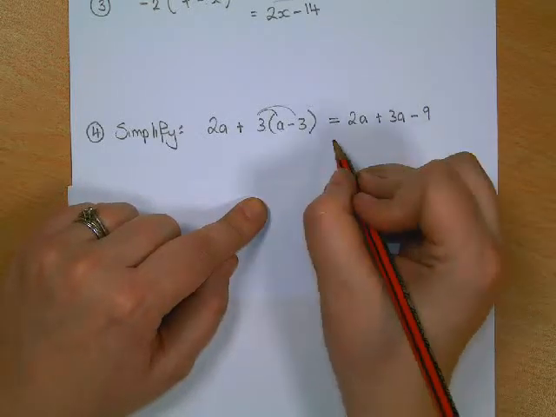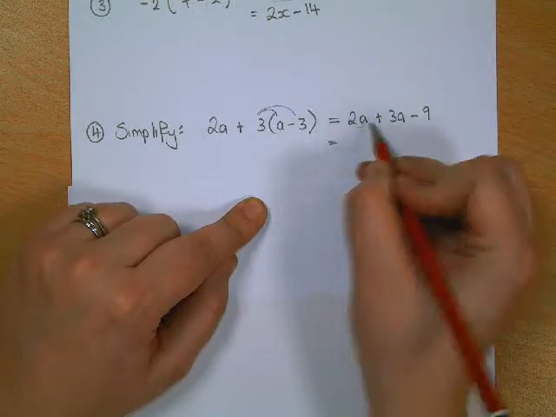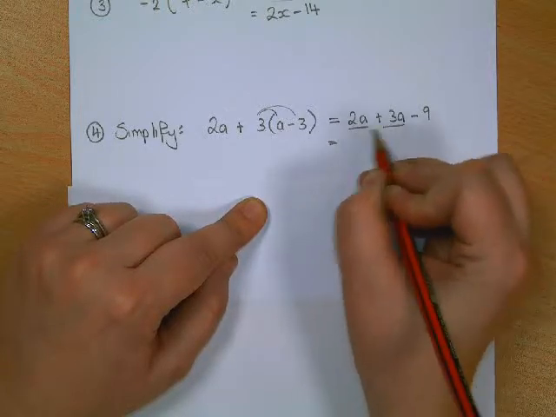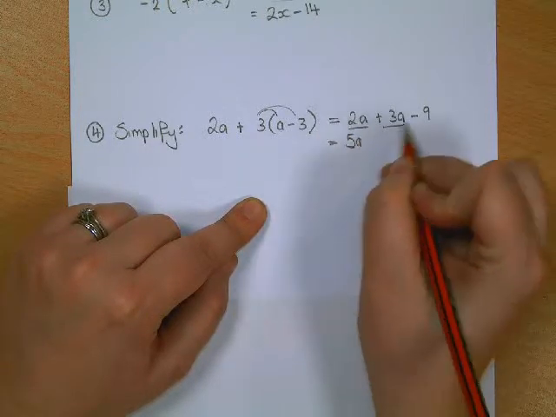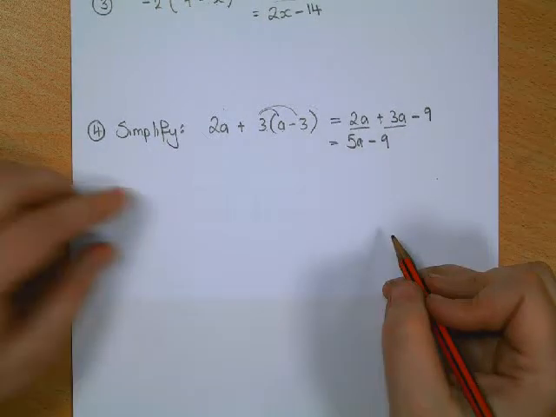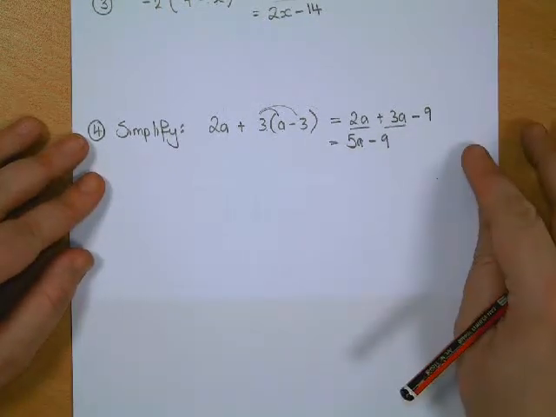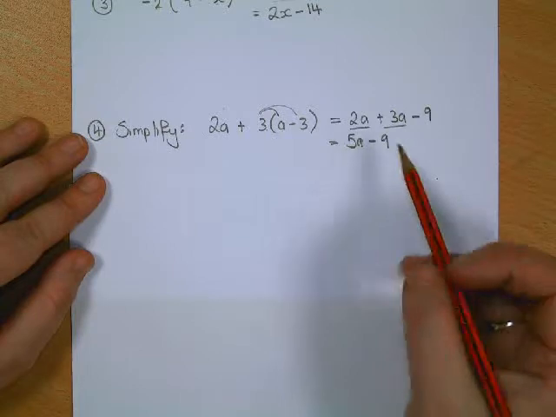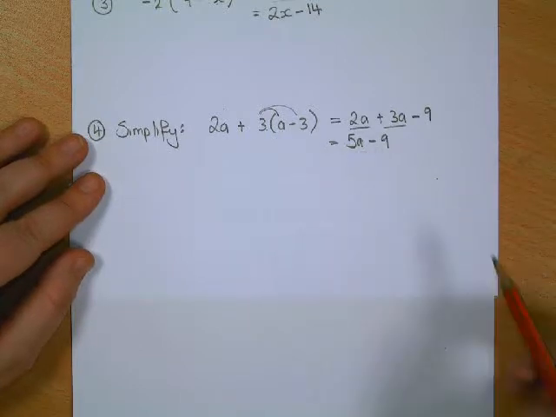Then we can simplify, because we've got 2a and another 3a, altogether we've got 5a. And then minus 9 can't be added or subtracted because it's not got an a on it. So our final answer for this simplification would be 5a minus 9.